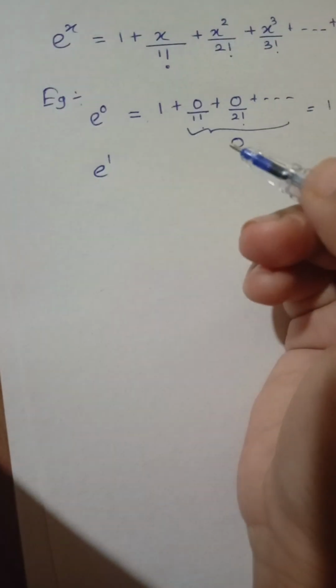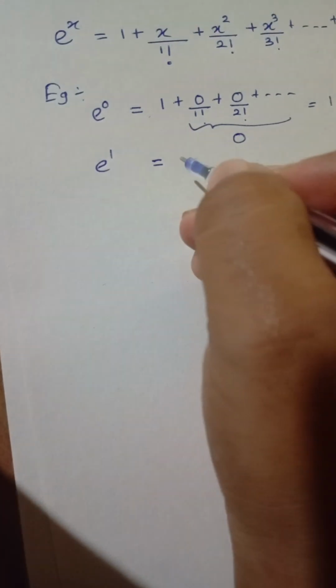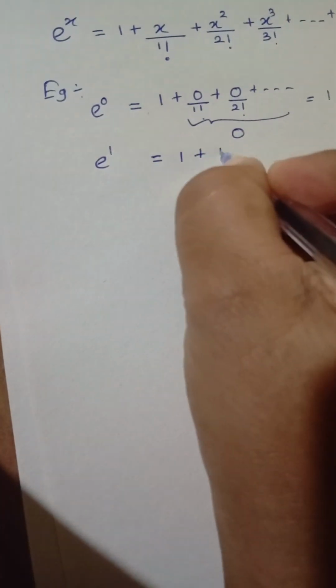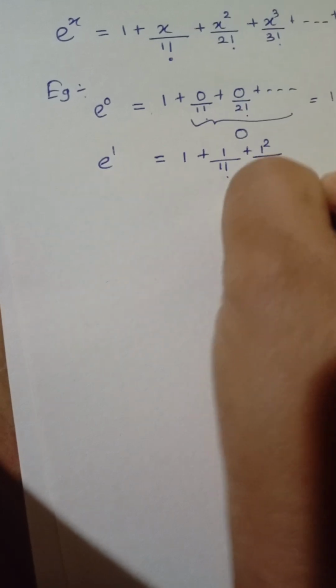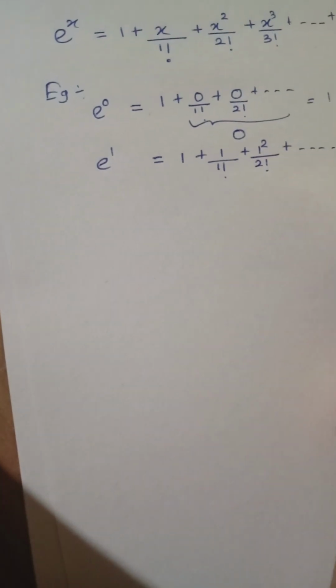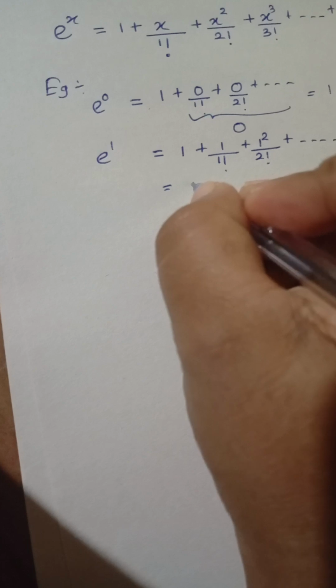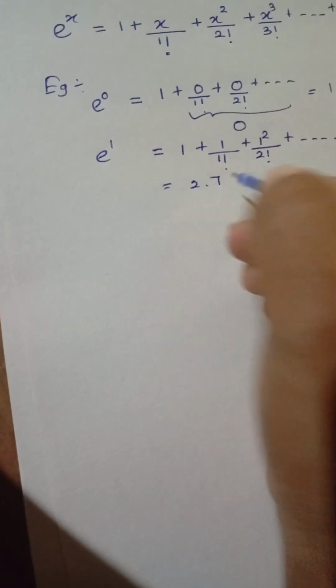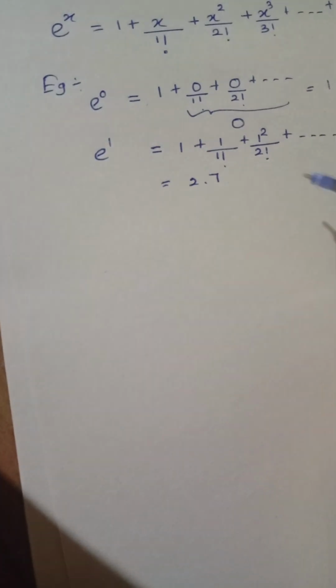If you need e to the power 1, substitute this x as 1. Then here e to the power 1 equals 1 plus 1 over 1 factorial plus 1 square over 2 factorial plus, likewise we can continue. Here, the answer for e to the power 1 is 2.7. We can take that last answer, e to the power 1, as 2.7.